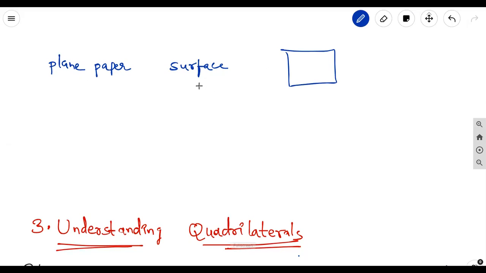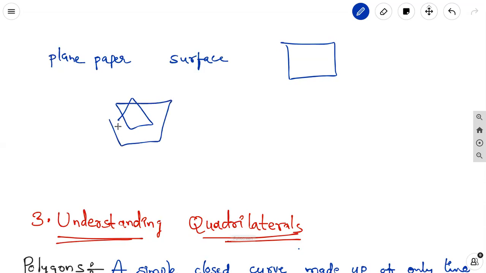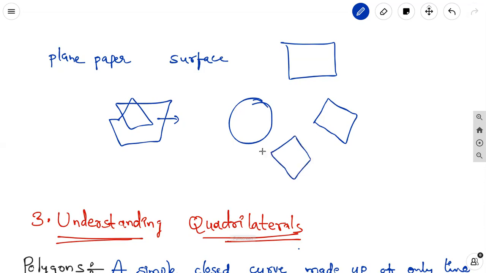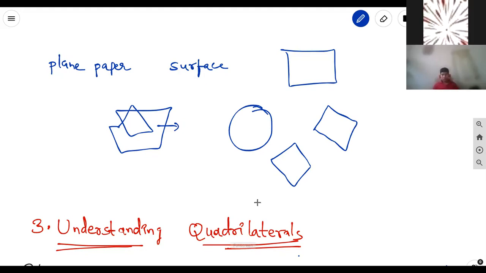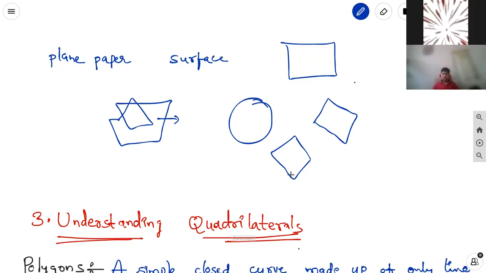In that, plain paper is a sample of the surface. It is a plain surface. If we put points and join the points, then that is called a curve. If we make a circle, it is a curve and it is a closed curve. And the square, rectangle, rhombus, trapezium and parallelogram, these all are examples of curves.